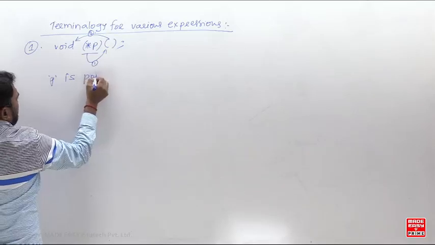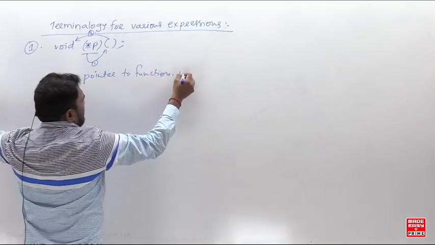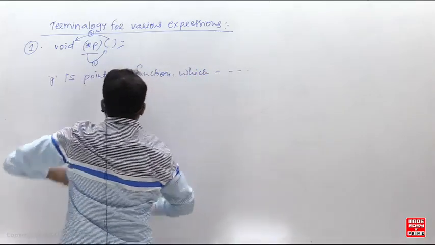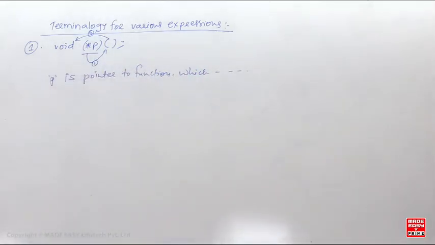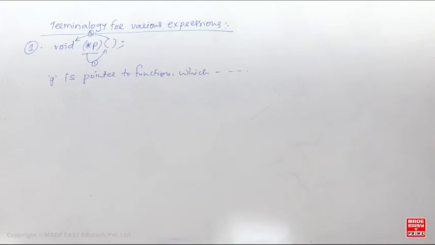P is a pointer to function which does not take any arguments, and return type is void, returns void.